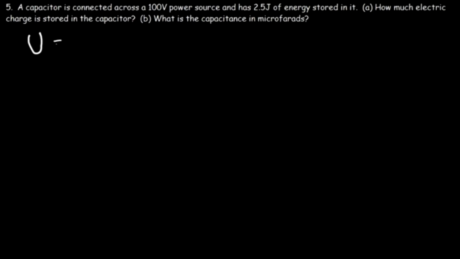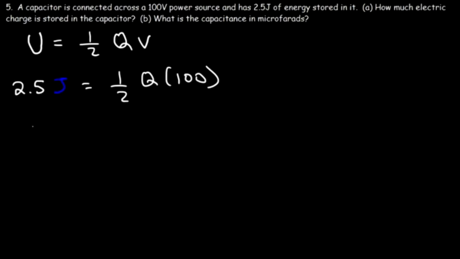The equation that we need is this one. The electric potential energy is 1/2 Q times V. We have the energy stored, it's 2.5 joules, and we're looking for Q. The voltage is 100. Half of 100 is 50. So 2.5 divided by 50 is 0.05. So this capacitor has 0.05 coulombs of charge stored in it.